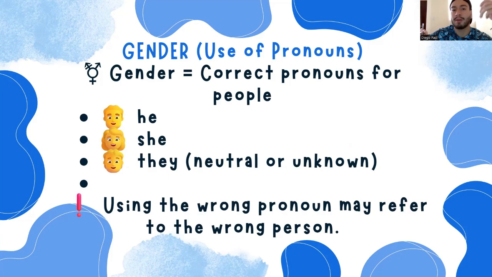Now let's talk about gender agreement. In English, gender mainly appears in pronouns like he, she, and they. If the pronoun doesn't match the person being discussed, the message becomes unclear and may even sound disrespectful or careless. So let's review the examples.